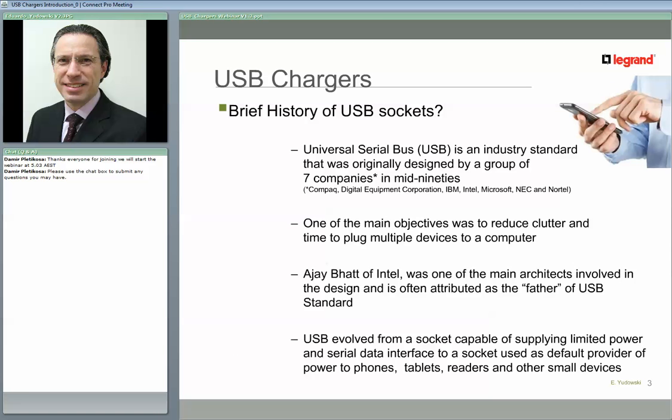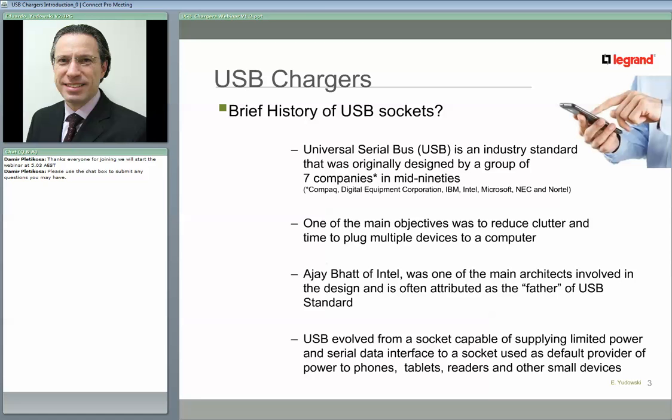Brief history. Well, the Universal Serial Bus, or USB as we commonly know it, is an industry standard that was originally designed by a group of 7 companies around the mid-90s. Now it has evolved from 7 companies to many more involved in the development and progression of the standard. One of the main objectives was to reduce the clutter and the time to plug multiple devices into a computer.